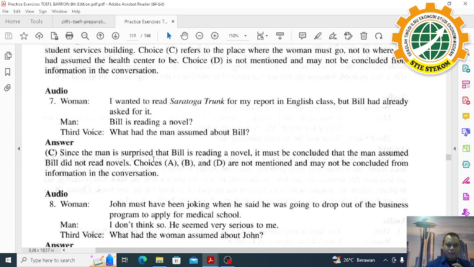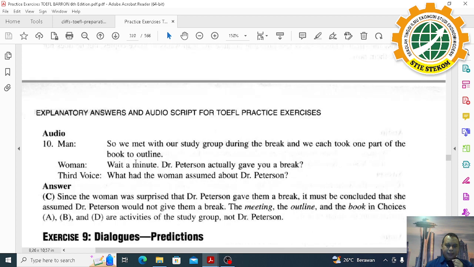Okay. And then number 10, so we went with our study group during the break, and we each took one part of the book to outline. Wait a minute, Dr. Peterson actually gave you a break? What had the woman assumed about Dr. Peterson? So yang paling best answer is C, yeah, since the woman was surprised that Dr. Peterson gave him a break. It must be concluded that she assumed Dr. Peterson would not give them a break, yeah. Jadi dia kaget, kenapa sih Mr. Peterson itu menjadi baik, ya, karena memberikan dia break, ya.